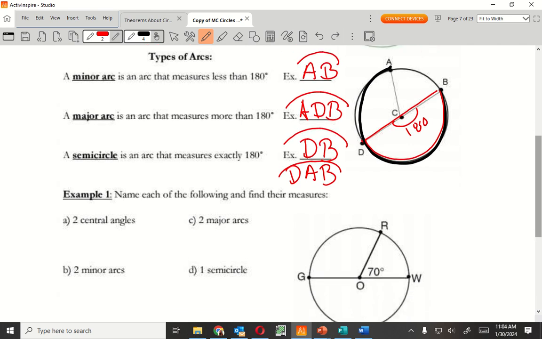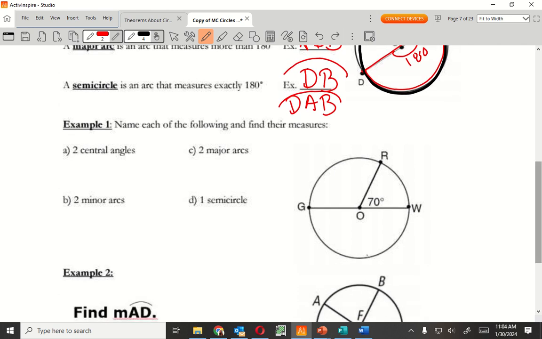Okay. Now, let's go through and do this. Number one says, name each of the following and find their measures. Two central angles. So, who wants the first one? Because the first one's easy. Okay, but name the angle for me. R what? The central angle starts at the middle, right? R-O-W. Very good, because the angle is the slice of pizza right here. So it's angle R-O-W.